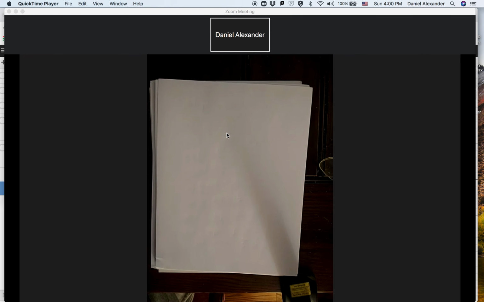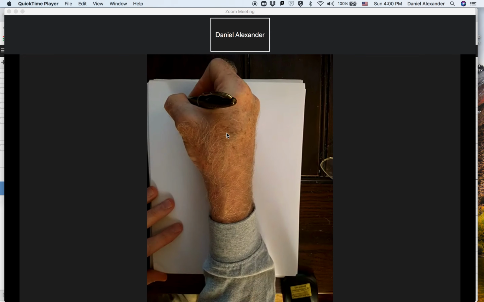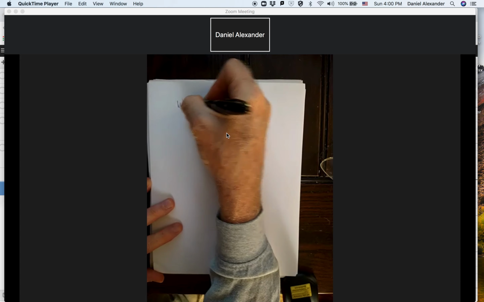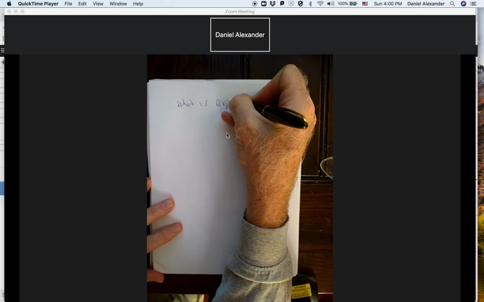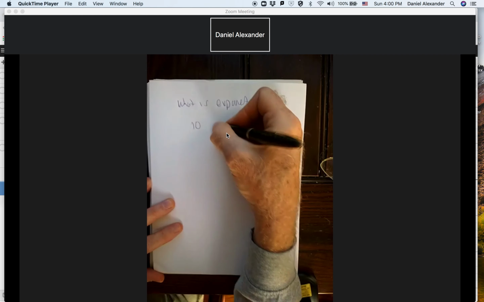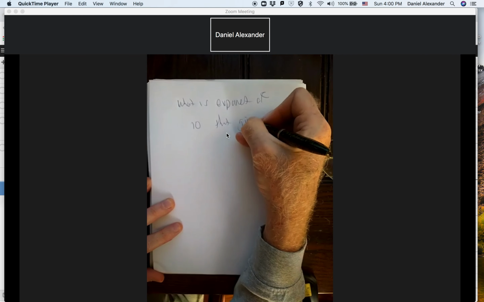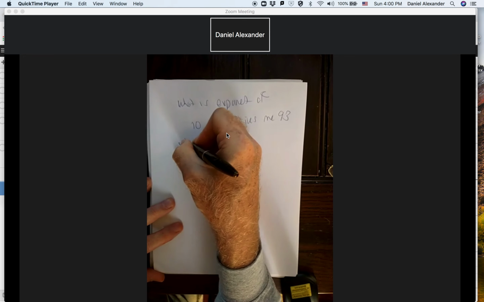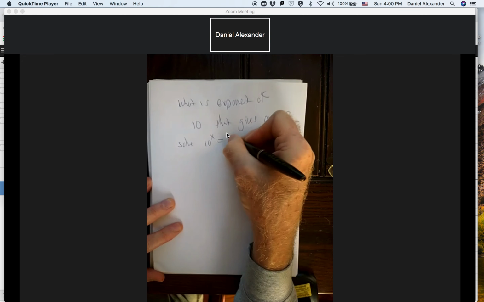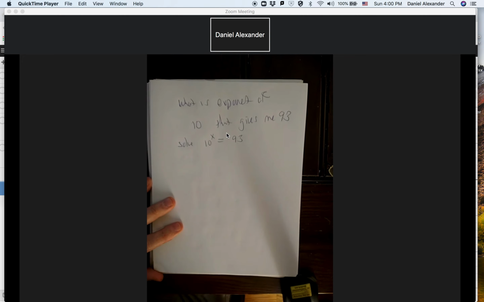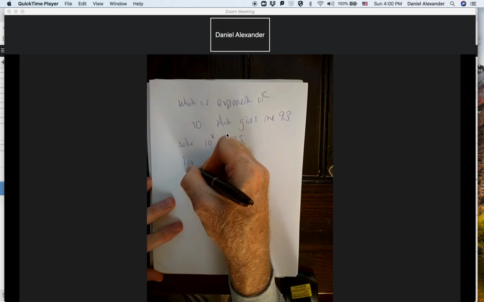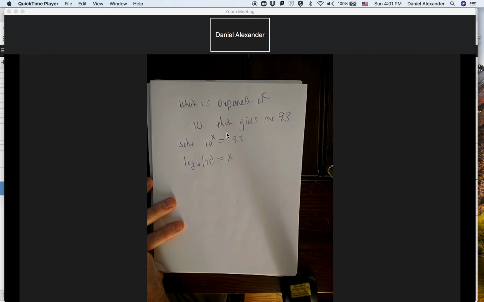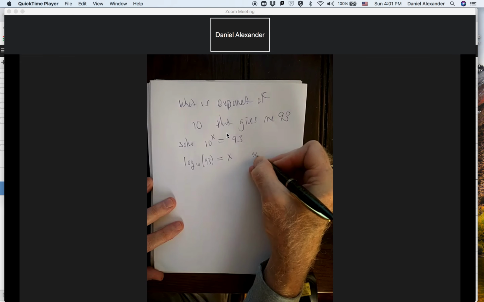Okay, so remember we had something like this. What is the exponent of 10 that gives me 93? I don't know the answer to this offhand. So that is the same as solving 10^x equals 93. But we have a function there. Remember, you take the log base 10 of 93, and that'll give you x. And it's about 1.9, somewhere in there, as I remember.